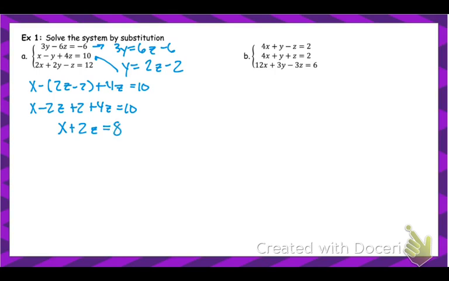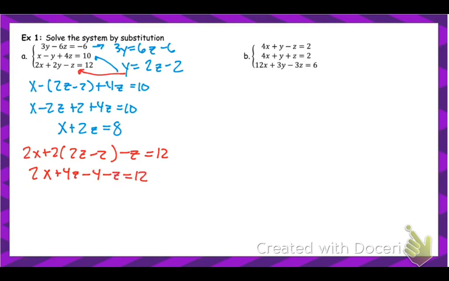All right, now I'm also going to substitute that y into the bottom equation. So 2x plus 2(2z minus 2) minus z. Okay, then simplify from here. So 2x plus 4z minus 4 minus z. So that gives me 2x plus 3z equals 16.